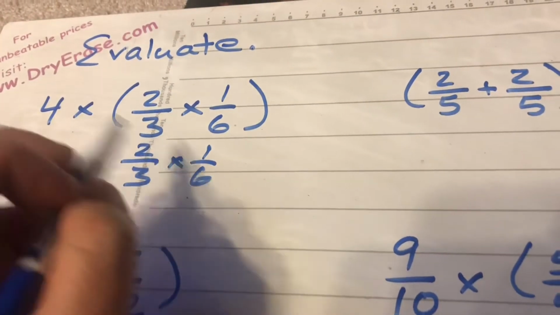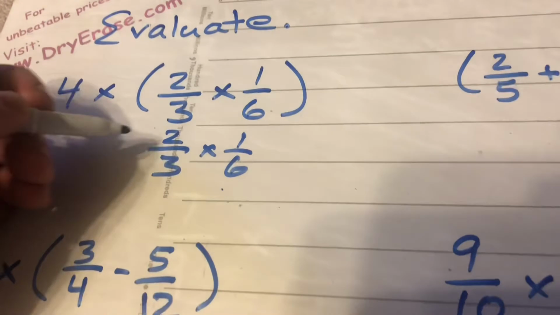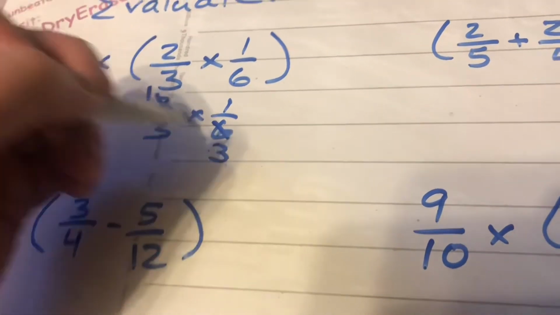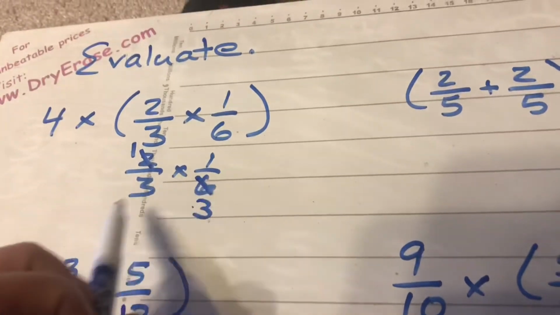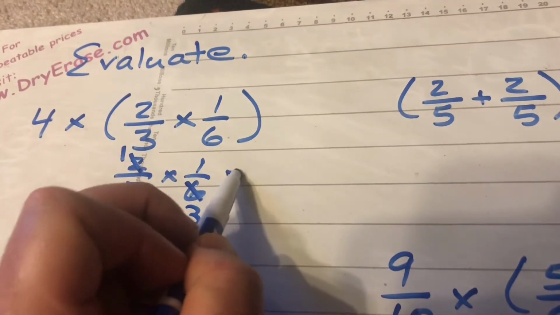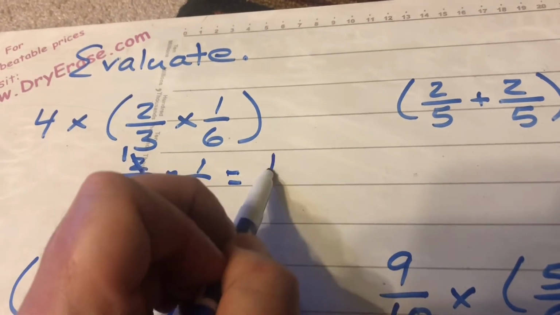Well, I can cross-check a 2 and a 6 by dividing by 2. 2 divided by 2 is 1. 6 divided by 2 is 3. So I can't cross-check a 1 and a 3. Nothing besides 1 can go into both 1 and 3. 1 divided by 1 is 1.